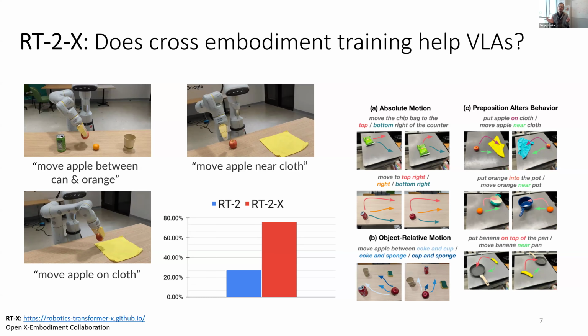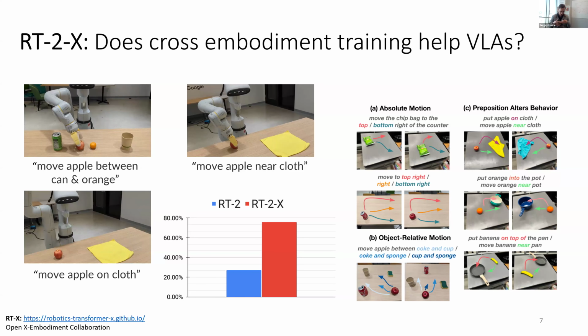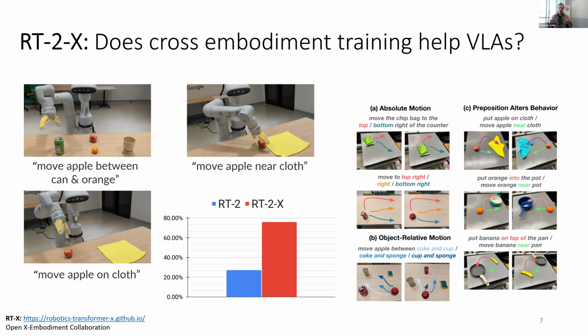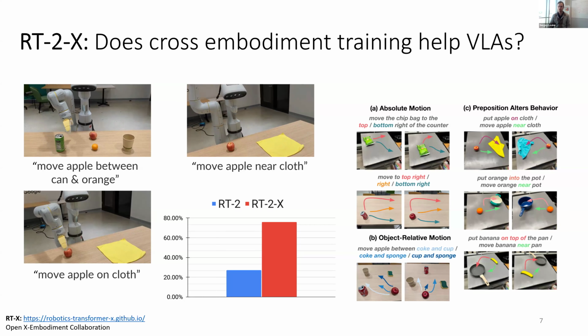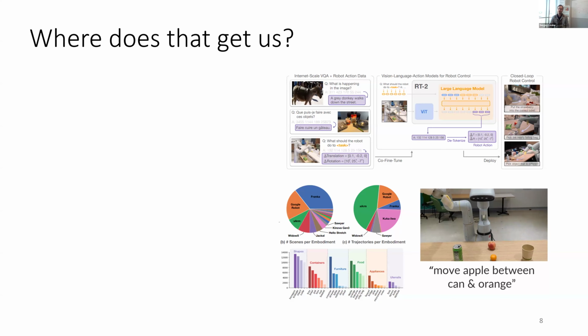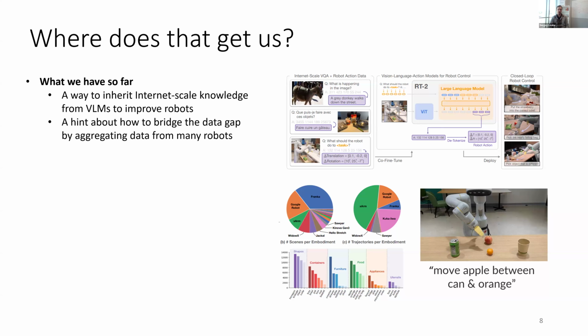Okay, so this was really an introduction, and the purpose of this introduction is to tell you about how cross-embodiment training at scale can enable generalists to outperform specialists, and how we can incorporate semantics and language following capability from VLAs. But where does all this get us? Well, what we have so far is a way to inherit internet scale knowledge from VLMs to improve robots. We also have a hint about how to bridge the data gap by aggregating data from many different robots. But there are still things lacking in this basic recipe.